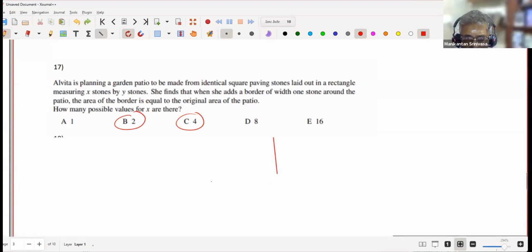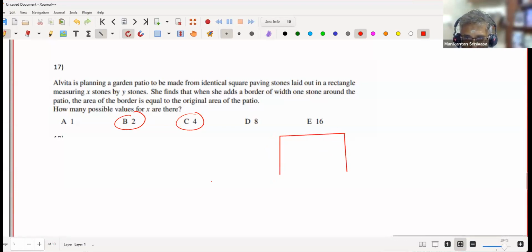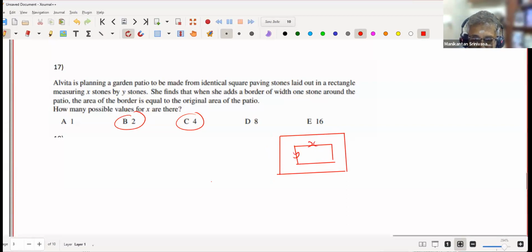So what is this? This is a rectangle. Okay, rectangle. And then you have something around it, right? Another rectangle here. So X stones by Y stones adds a border of 1. So this is X and this is Y. And all the borders are 1, 1. So the outer area is X plus 2 times Y plus 2.